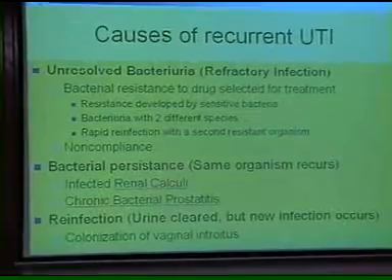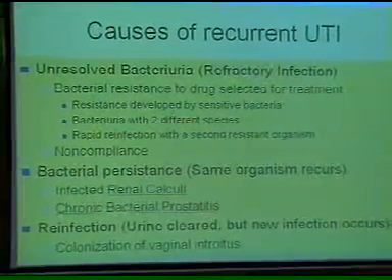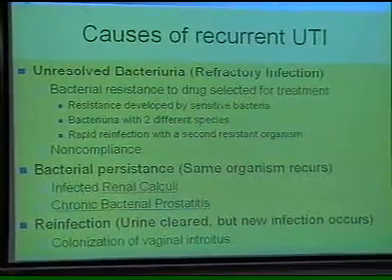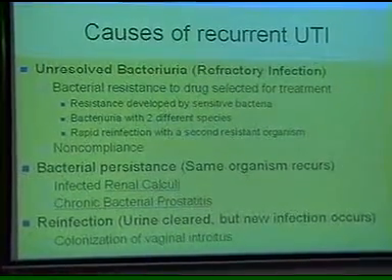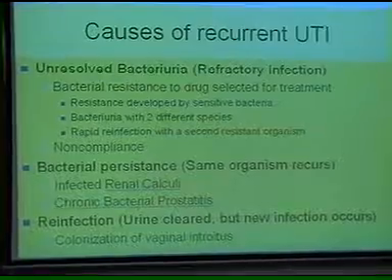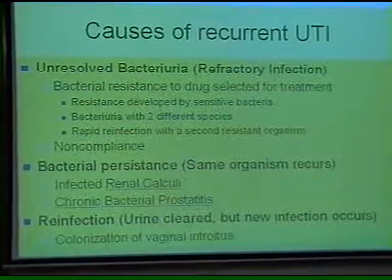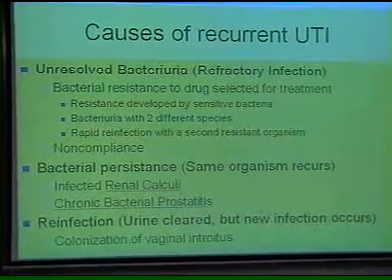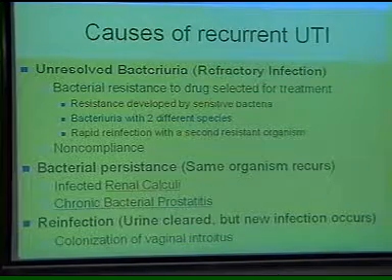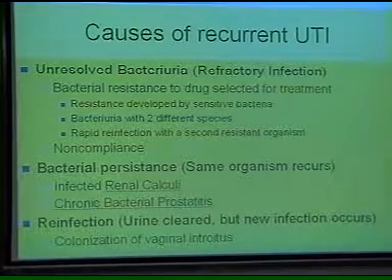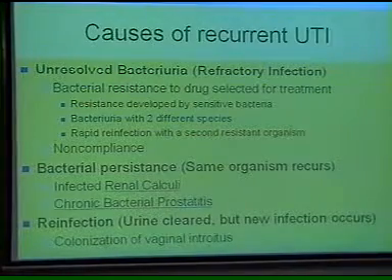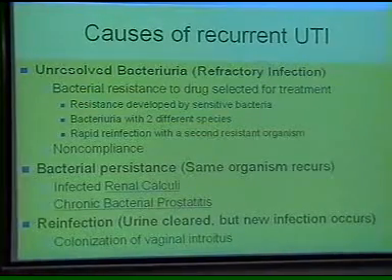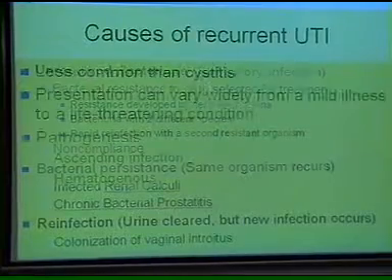The reason recurrent UTI occurs is because the bacteriuria failed to resolve, whether this is due to resistance, non-compliance, or bacterial persistence. There are some factors like renal calculi or chronic prostatitis, that's why the bacteria are persisting in the tract. Or reinfection, where the original infection was cleared, but now the patient is colonized in the vaginal introitus, and this is a reinfection.